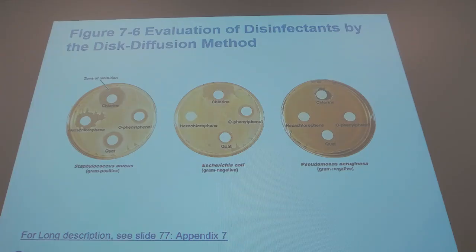Which one has a thicker wall, gram-positive or gram-negative? Gram-positives, they have a thicker wall. But then you can start thinking about, well, this one has a thicker wall. Why is it less resistant to disinfectants than these ones that have a thinner wall? What do the gram-negatives have? Two plasma membranes, and in between the two plasma membranes they have the periplasmic space, right?